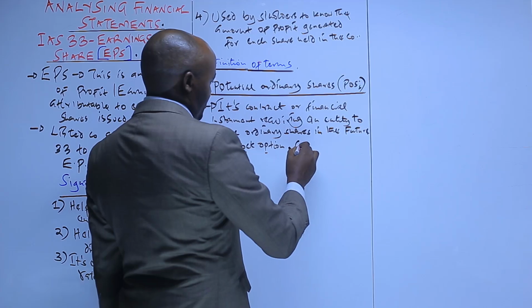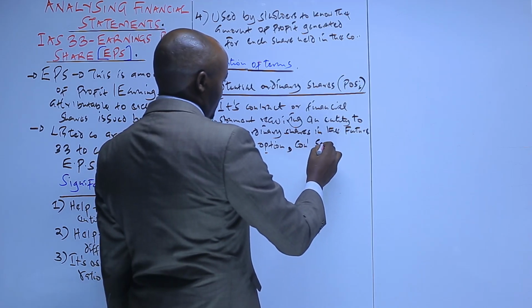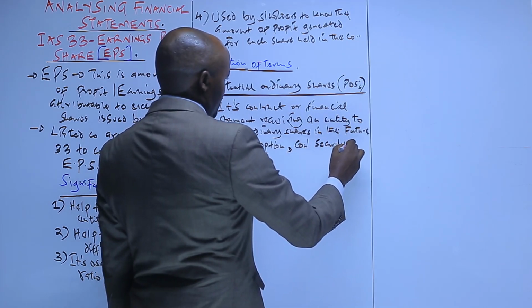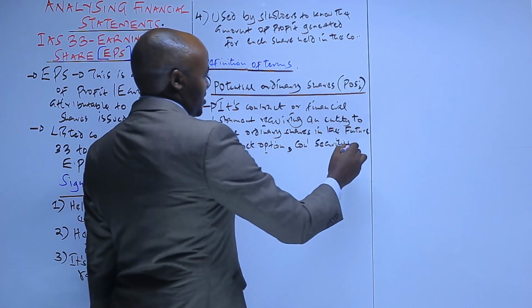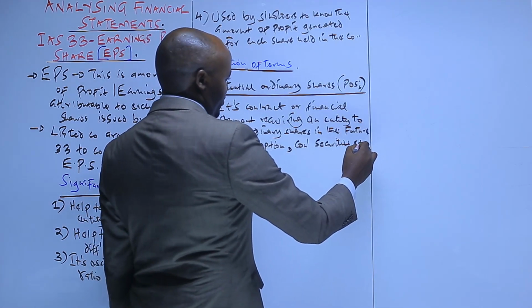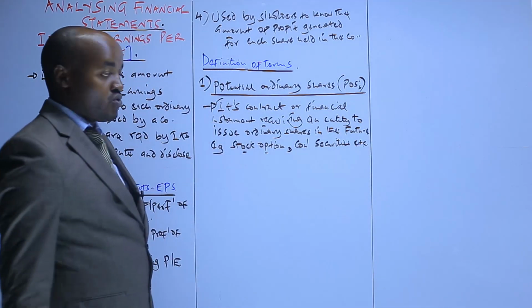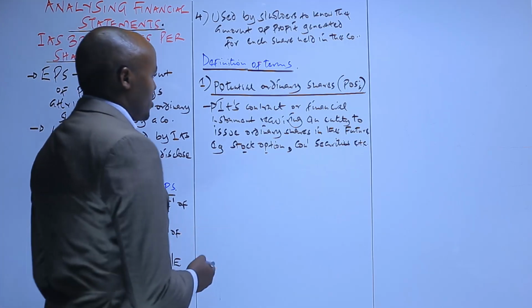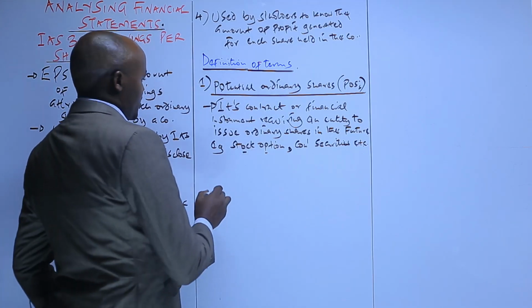Another good example of this is convertible securities, e.g. convertible debentures. If you acquire convertible debentures of the company, then you have the right to do what? To convert them into ordinary shares. Those are good examples of the potential ordinary shares.